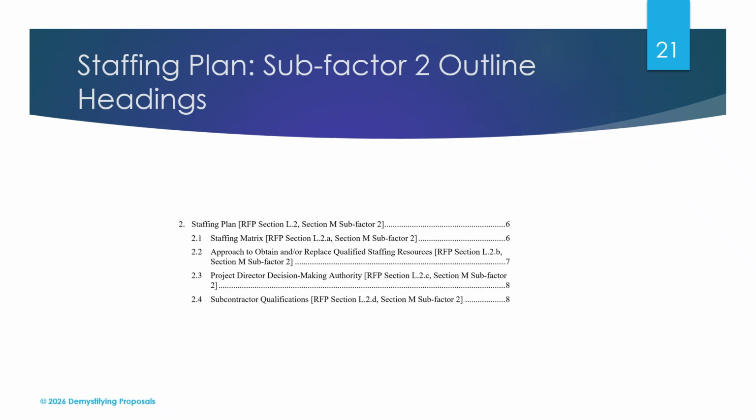Section 2.1 is the staffing matrix. Note that we put section L2A here. Approach to obtain or replace qualified staffing resources is the second factor, L2B. Project director decision-making authority is L2C. And then subcontractor qualifications is L2D. Now that's a requirement that's quote unquote optional if you don't have subcontractors, but I would still put it in your outline. And if you don't have subcontractors, you could just put in there are no subcontractors and have it be a really simple response.